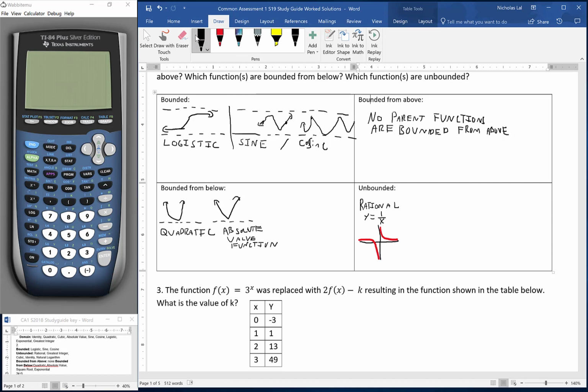And in addition to your rational function, you have the greatest integer function. It's called the greatest integer slash greatest integer slash floor function.